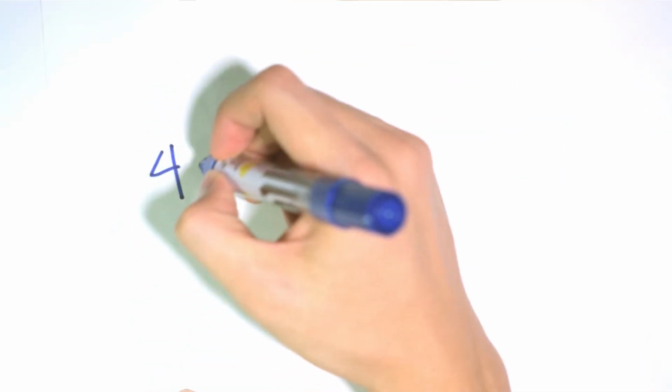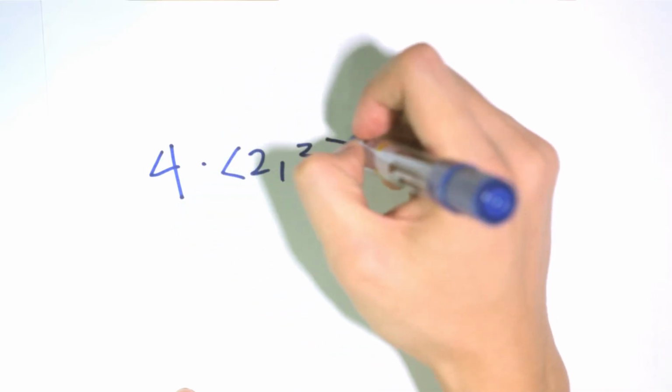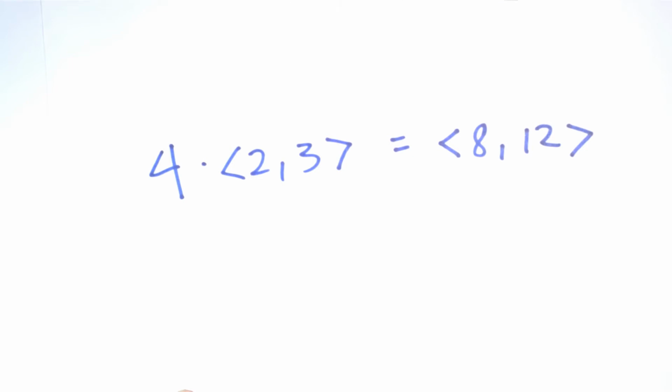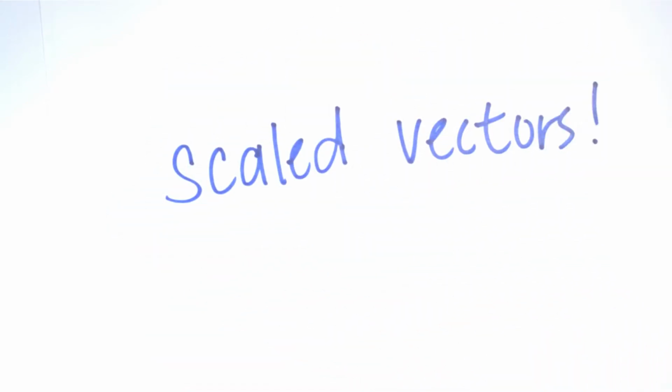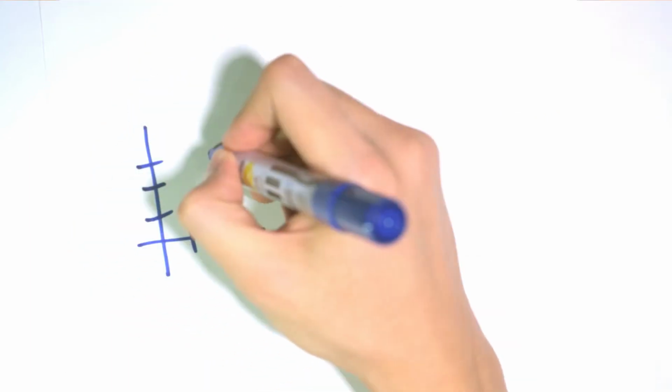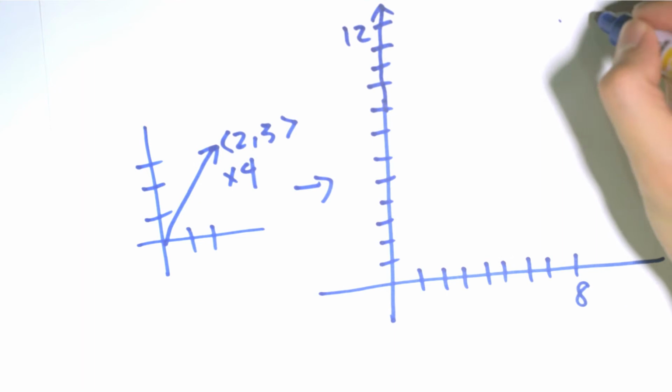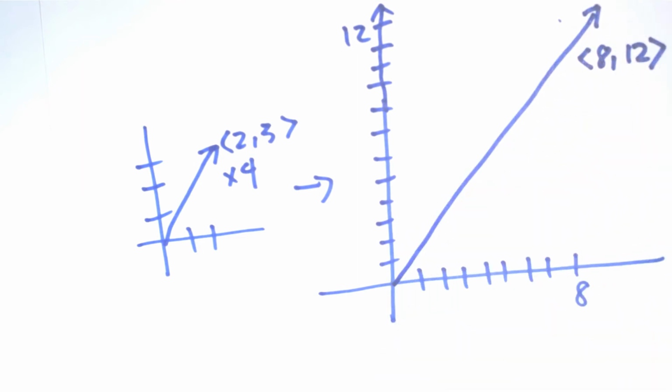Scalar multiplication, on the other hand, allows us to multiply any vector with a scalar value, which results in a vector with the same direction but with different magnitude. We call these vectors scaled vectors. For example, we can scale vector (2, 3) by 4 and end up with scaled vector (8, 12).